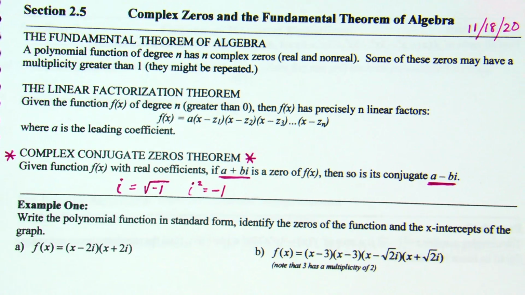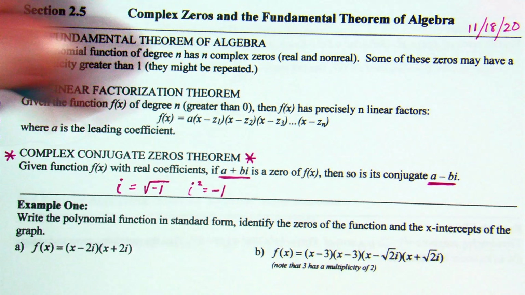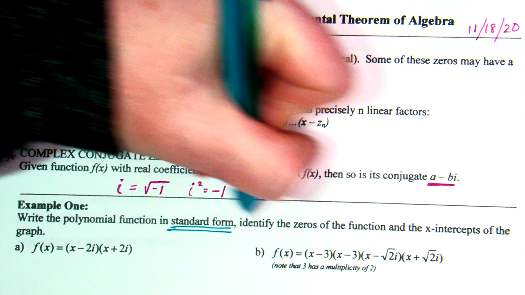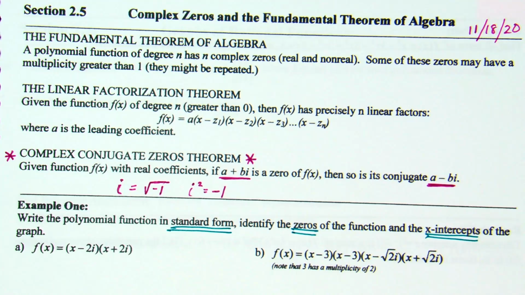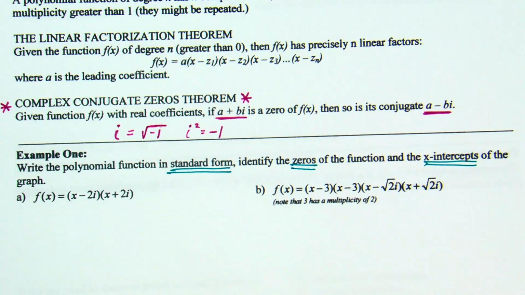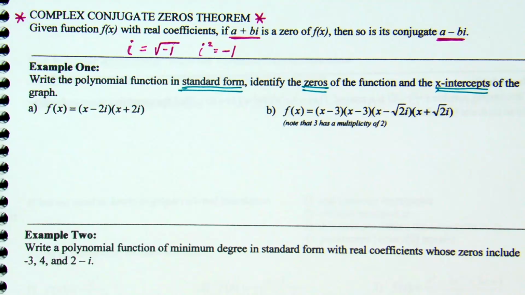Okay, you got it? Okay, let's look at some various types of problems. Write the polynomial function in standard form. Identify the zeros of the function and the x-intercepts of the graph. So if you caught it, we've got three things to do here, yes? Standard form, zeros, x-intercepts. Okay, what do you guys remember about standard form? Or what do you know? How do we get this? Okay, descending order of degrees, which means what do I have to do to get there?